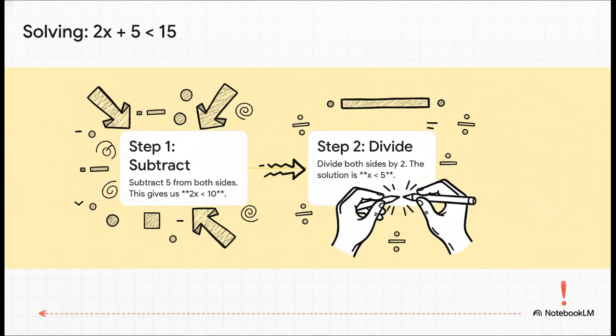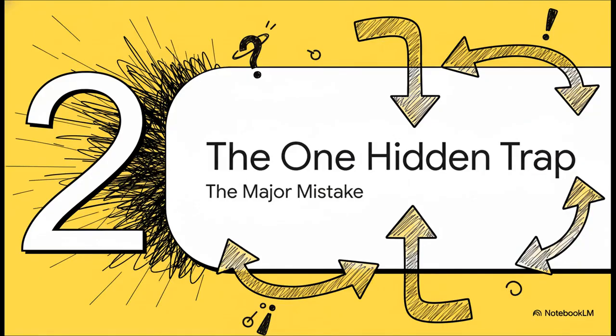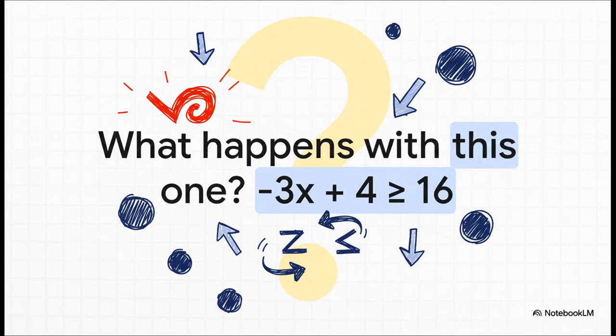But what happens when a negative number shows up to the party? And this is where we get to the main event, because that last problem was kind of like the warm-up. Now we get to that one hidden trap I was talking about, the one little detail that can make all the difference between getting the right answer and the wrong one. So check this one out. Negative 3x plus 4 is greater than or equal to 16. You see that little minus sign hanging out with the 3x? That's our clue. That one little negative sign is the trigger for the whole trap. Let's walk through it together.